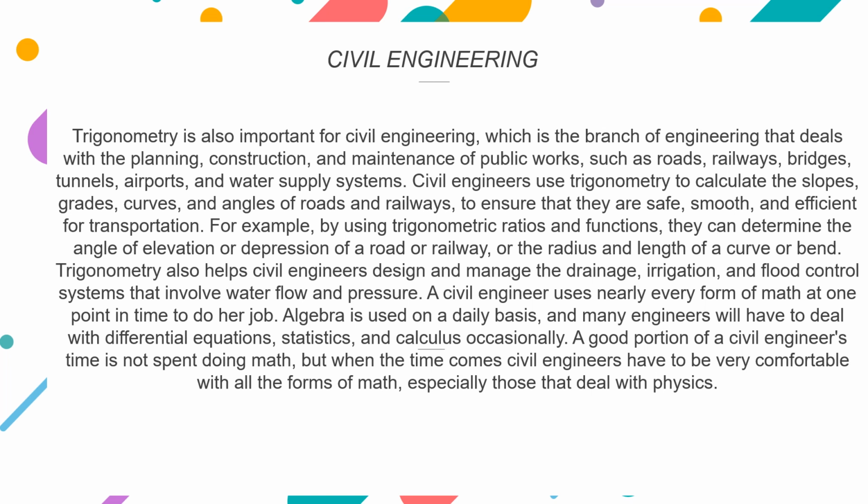For example, by using trigonometric ratios and functions, they can determine the angle of elevation or depression of a road or railway, or the radius and length of a curve or bend. Trigonometry also helps civil engineers design and manage the drainage, irrigation, and flood control systems that involve water flow and pressure. A civil engineer uses nearly every form of math at one point in time to do her job.